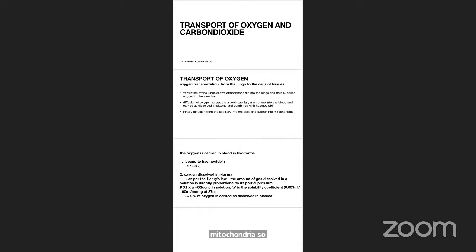The oxygen is carried in blood in two forms. One is bound to hemoglobin, which is 97 to 98%, and the other is oxygen dissolved in plasma. The oxygen dissolved in plasma follows Henry's law: the amount of gas dissolved in a solution is directly proportional to the partial pressure of oxygen. This same principle is what we use for hyperbaric oxygen therapy in certain conditions, like burns management. So that is one way of increasing the level of oxygen: increasing the partial pressure of oxygen and thereby the dissolved amount of oxygen in the blood.